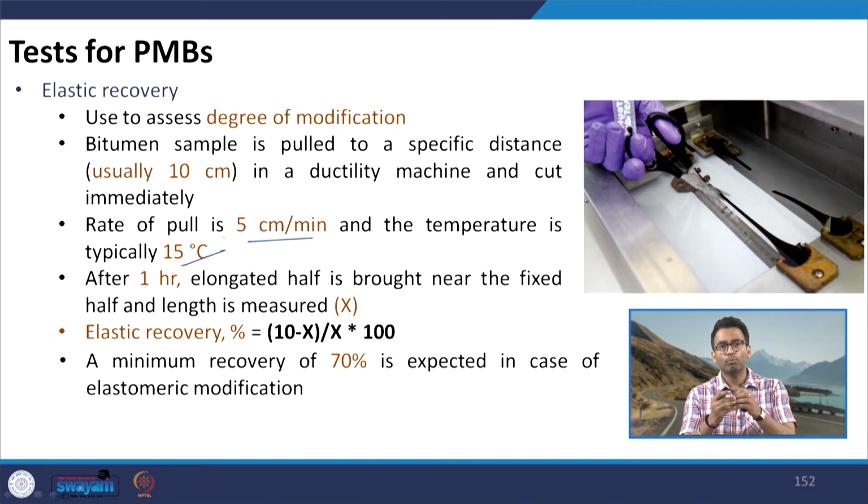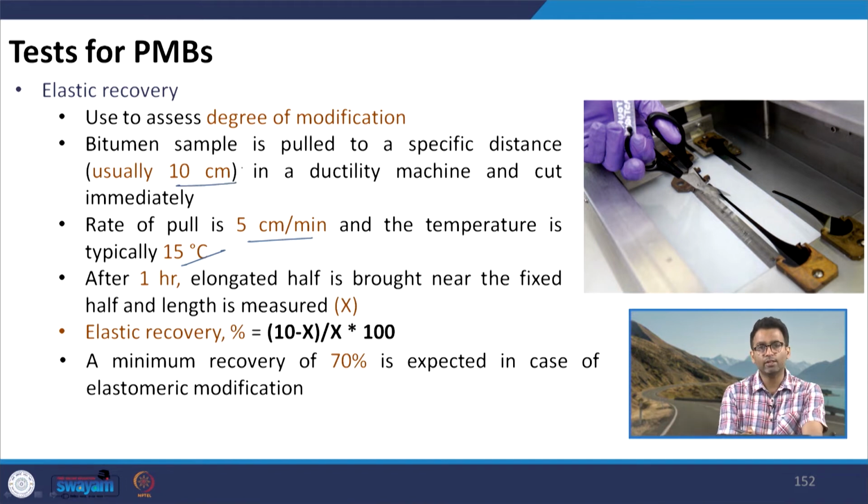So, we will pull this at 15 degrees Celsius at a rate of 5 centimeter per minute, and immediately after pulling it to a distance of 10 centimeter, we will cut it. So, you see they have pulled it to 10 centimeter, and then they are cutting it from the middle. We will just cut it from the middle, and then we will keep the sample inside the water bath for 1 hour.